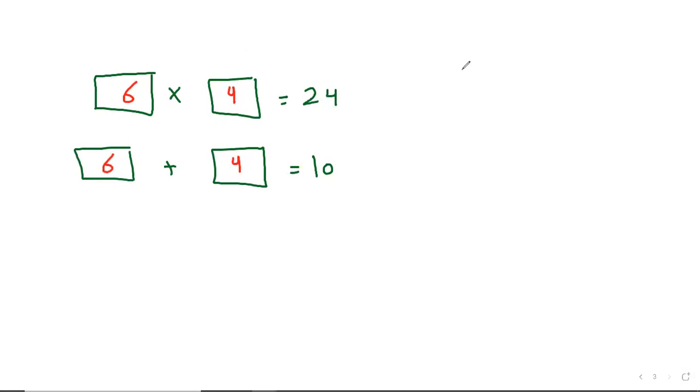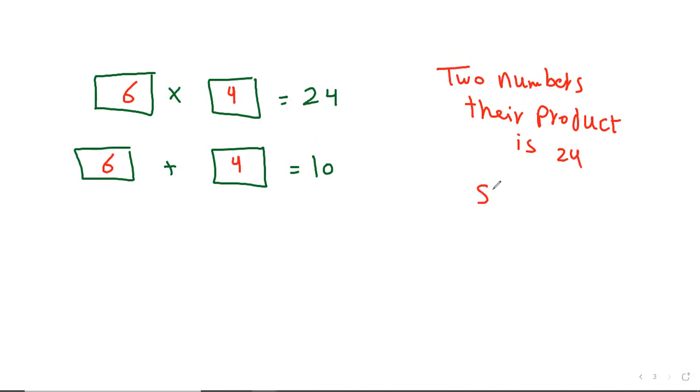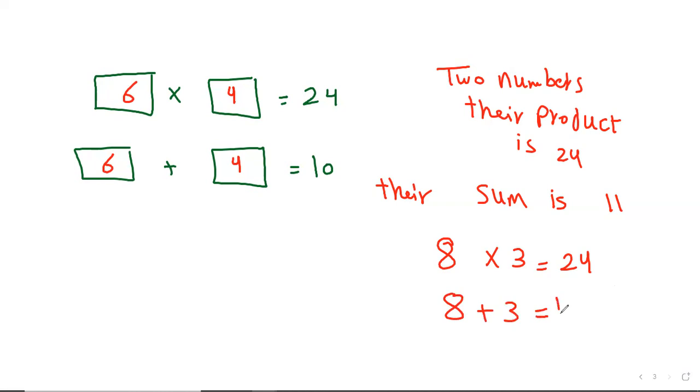What if I asked you about two numbers whose product is 24 and whose sum is 11? What are they? The two numbers are going to be 8 and 3, because 8 times 3 equals 24, and 8 plus 3 equals 11.